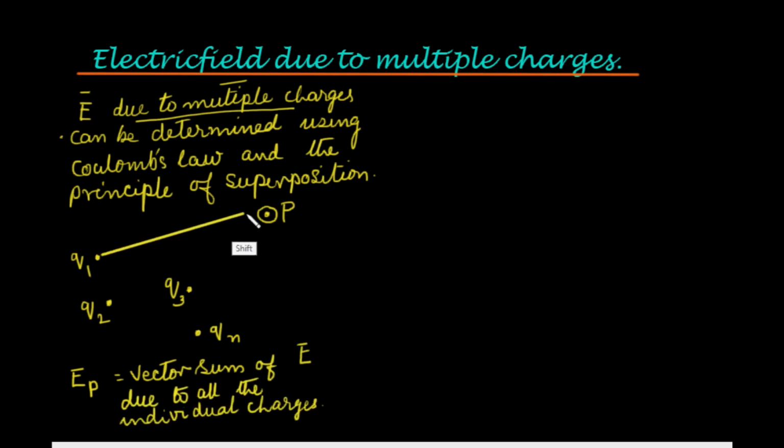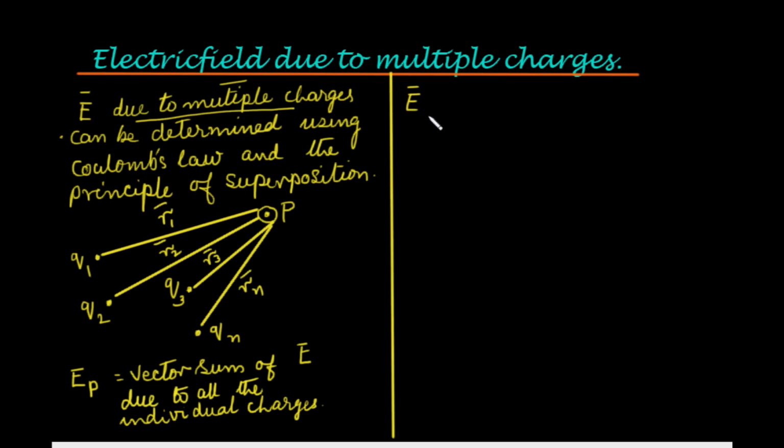Let the distance of Q1 from location P be R1, the distance of Q2 be R2, the distance of Q3 be R3, and the distance of Qn be Rn. These are the corresponding position vectors. Let us take the distance of P from all these charges to be R.